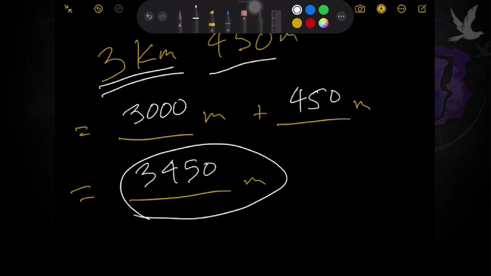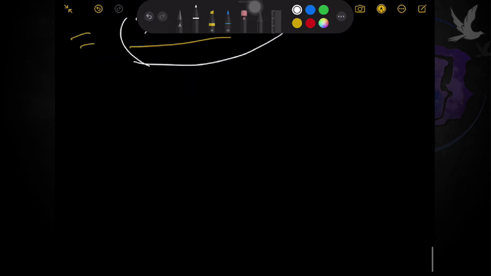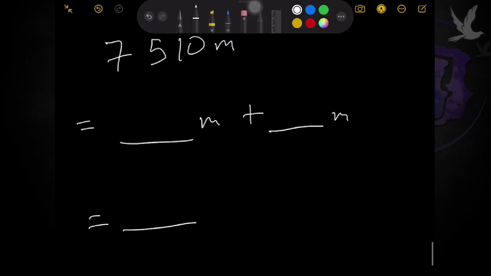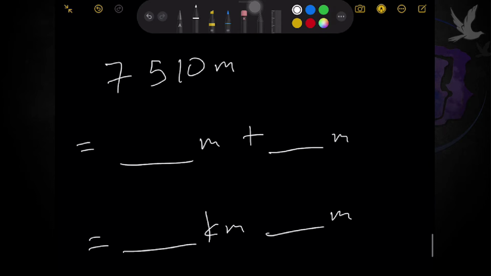Doing the opposite most likely. So that's for page 137. Then for the next page, we do the opposite of what we did here. What is given is, for example, 7,510 meters, to be broken down into kilometers and meters. Meters and meters first, then later on to kilometers and meters. So let's break this down.